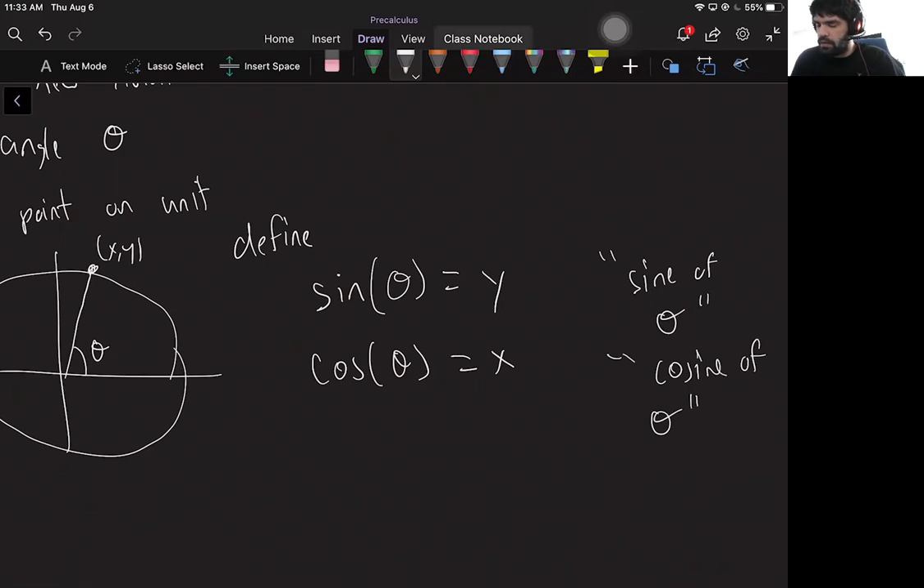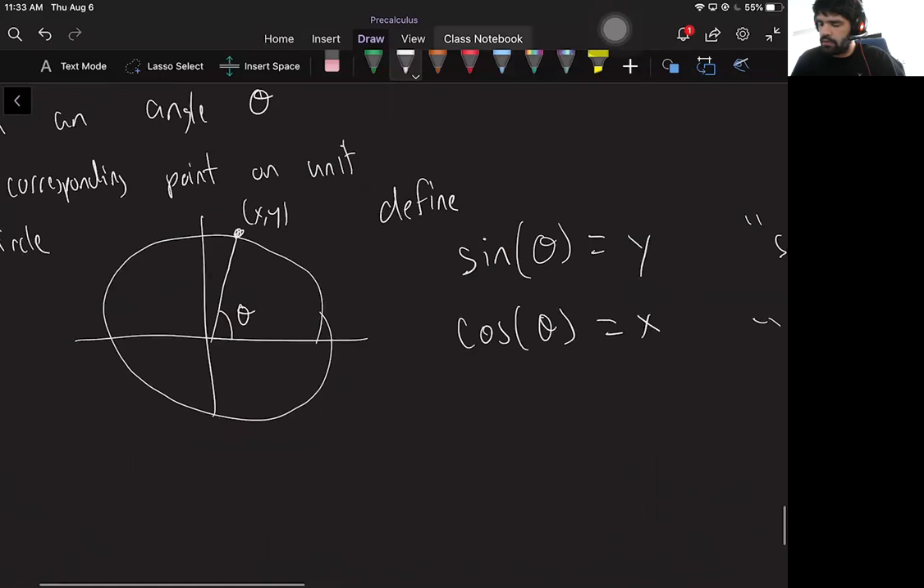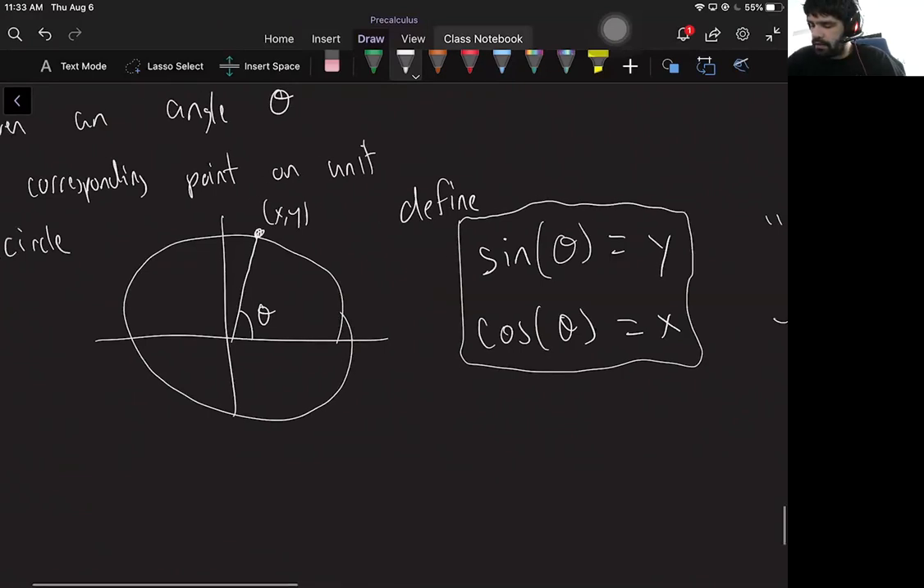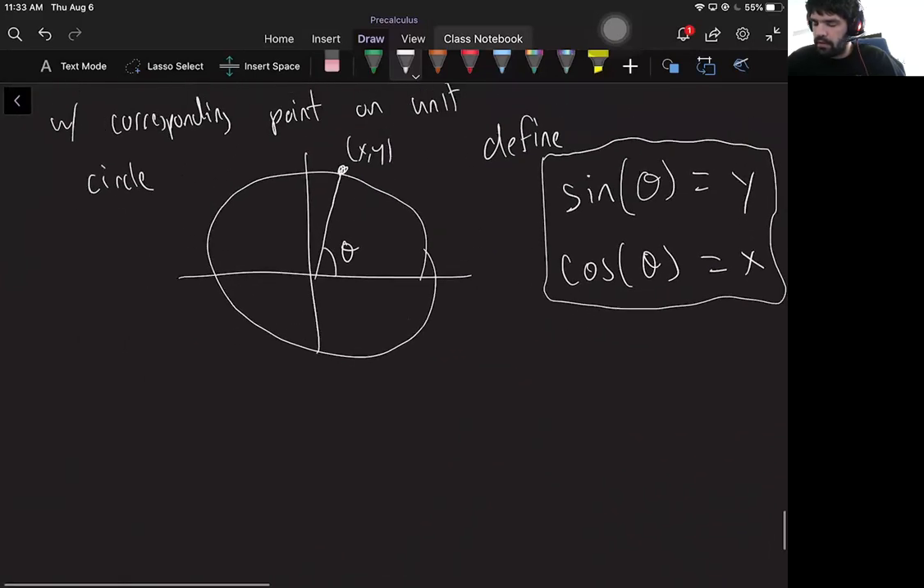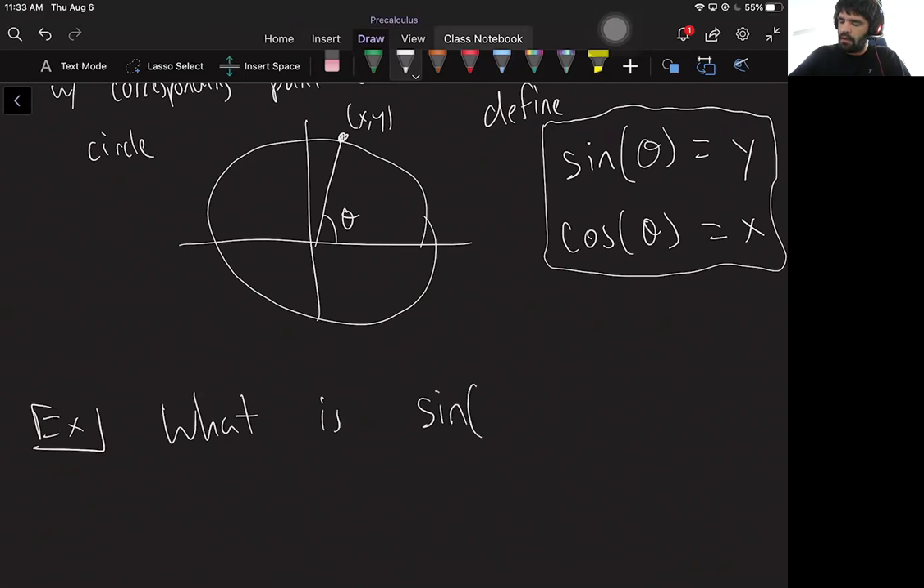Okay, so all that stuff we just did, we sort of reduce it down to these two things that seem more complicated, but it's actually just to save a lot of time when writing these things down. Okay, so let's use this notation. Let's practice with it. So what is sine of pi over 4?